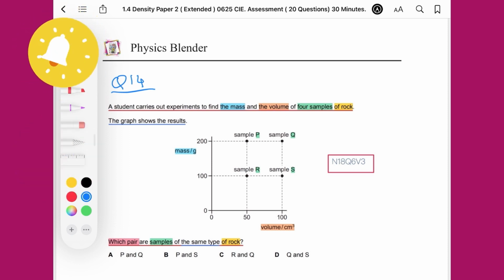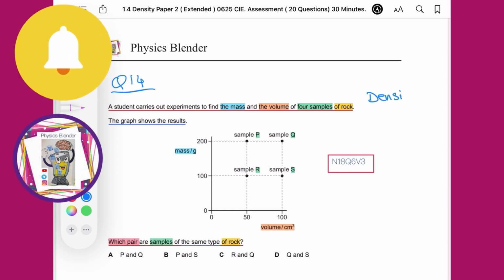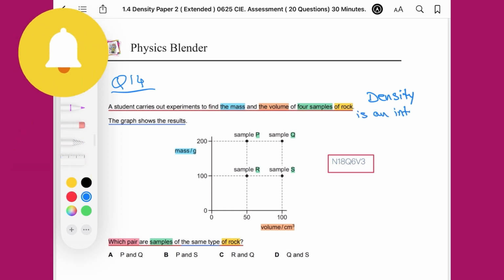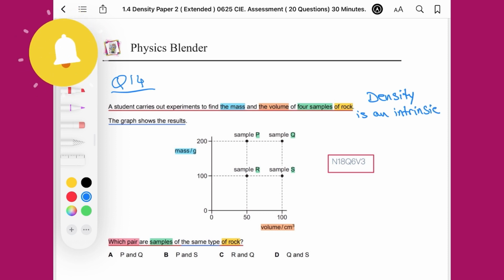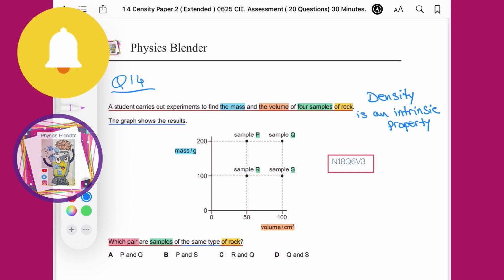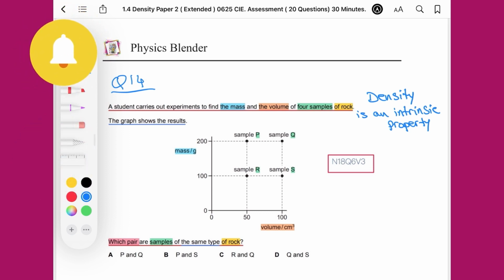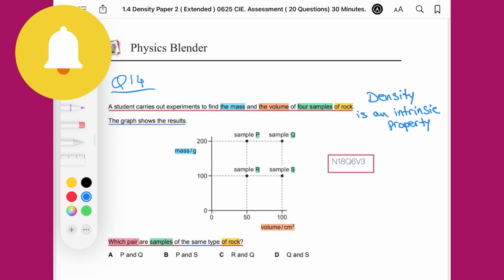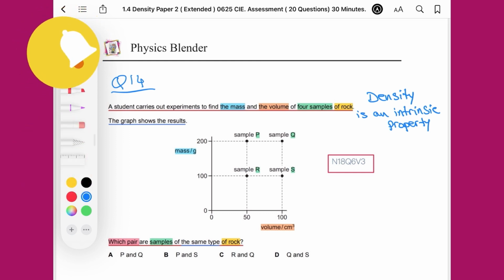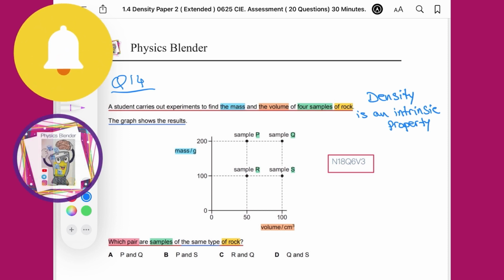You know that density is an intrinsic property. What do you mean by intrinsic? It's a physical property, a natural property of a material. If you have two rocks made of the same material, the density of these two rocks will be the same. Okay?